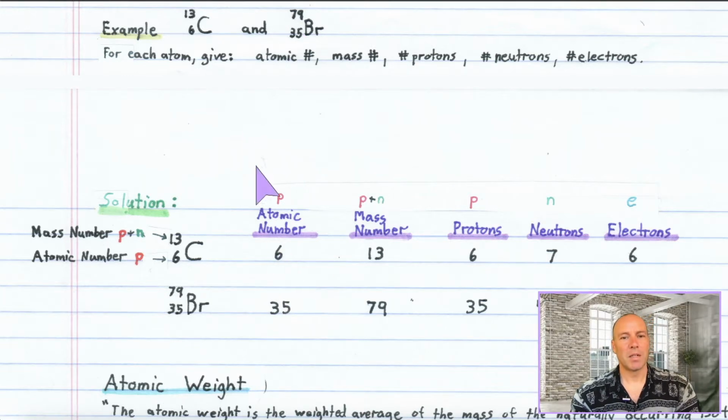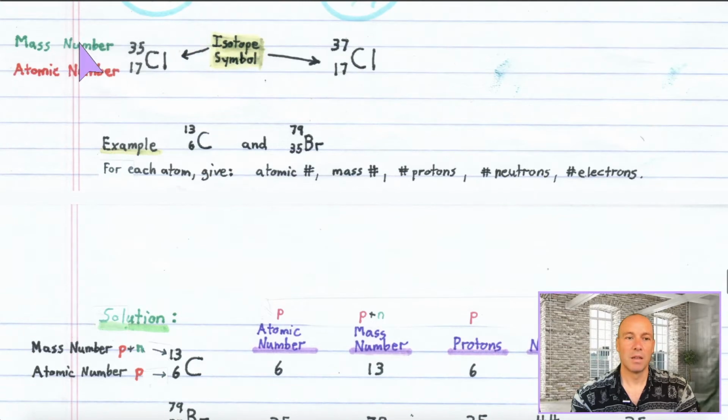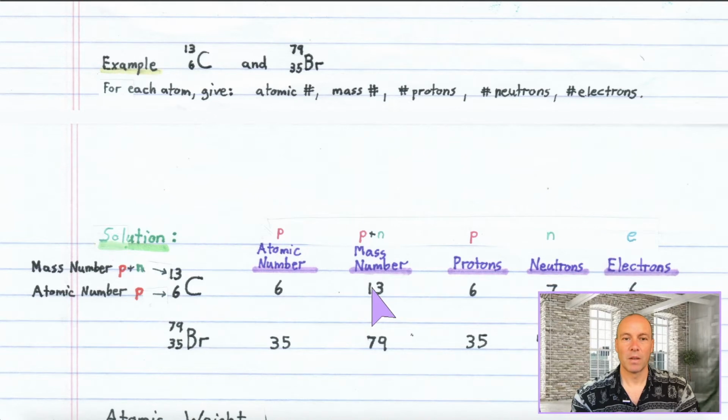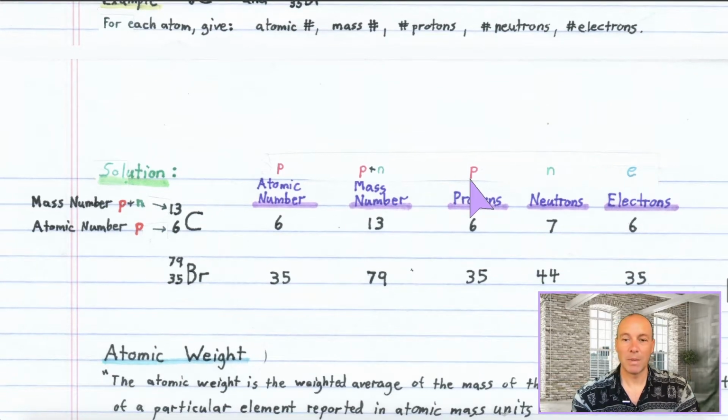Now what about the mass number? Remember, the mass number is the number at the top left. And for these two, carbon's is 13, and this one, bromine's, is 79. Now, the mass number represents the protons plus the neutrons, whereas the atomic number just tells us the protons. So with this information, we should be able to figure out how many protons, neutrons, and electrons are in both of those particles.